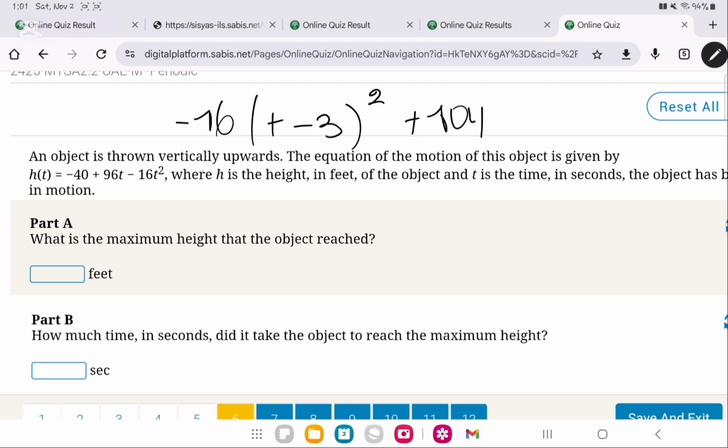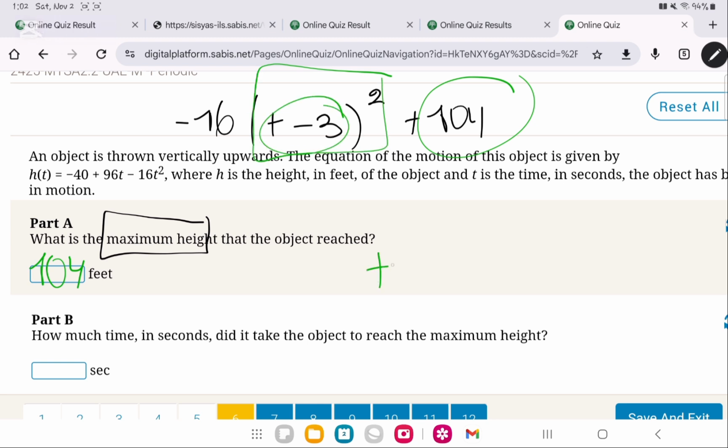Now they need what? They need the maximum height the object reaches. The exact same thing as in question number 1. So very simply, take the k, as it is the maximum height that the object reached. So 104 feet. Now the time in seconds that it took the object to reach the maximum height is very, very simple. You're gonna take the inside, t minus 3, and you're gonna make it equal to 0.